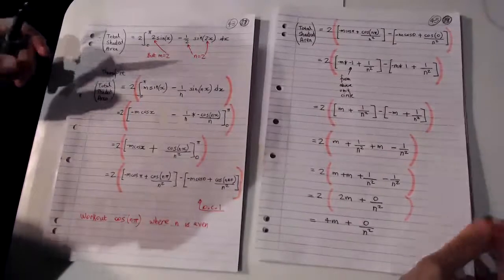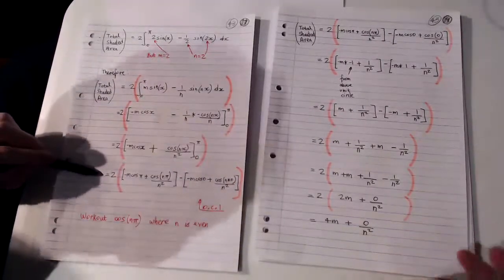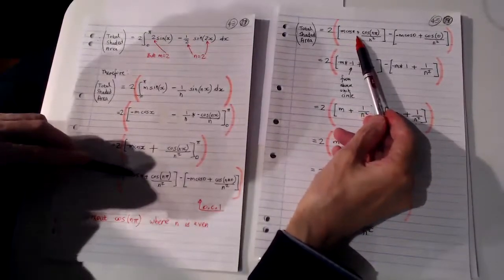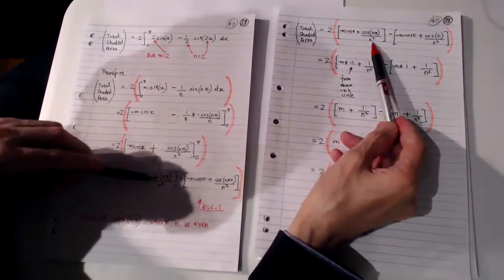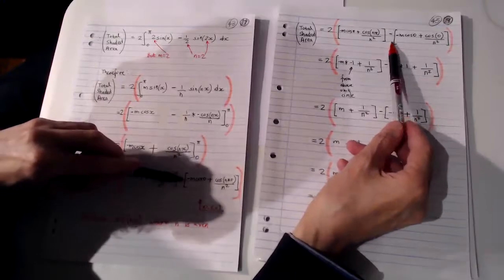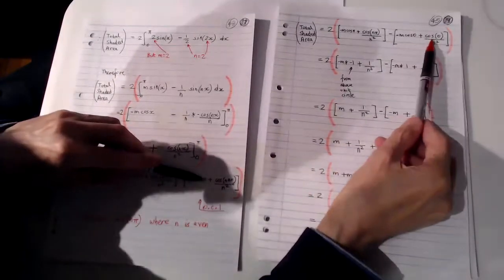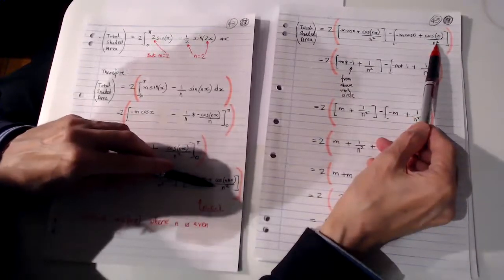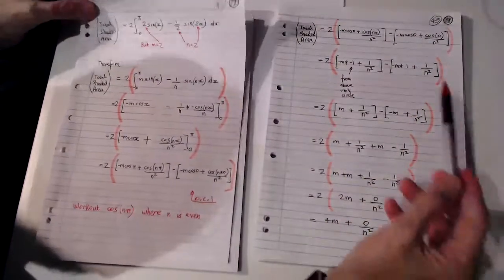Well, here we were up to overall calculation 1, which was 2 negative m cos pi plus cos n pi on n squared minus negative m cos 0 plus cos n times 0 is 0 on n squared. Now, with the calculations that we've just done, we can continue on with that.